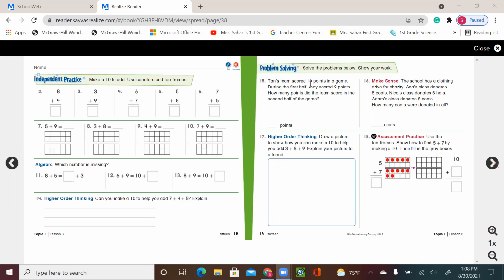A team scored 16 points in a game. During the first half, they scored 9 points. How many points did the team score in the second half of the game? So they scored 16 points in a game, and during the first half they scored 9 points. How many points did the team score in the second half of the game?